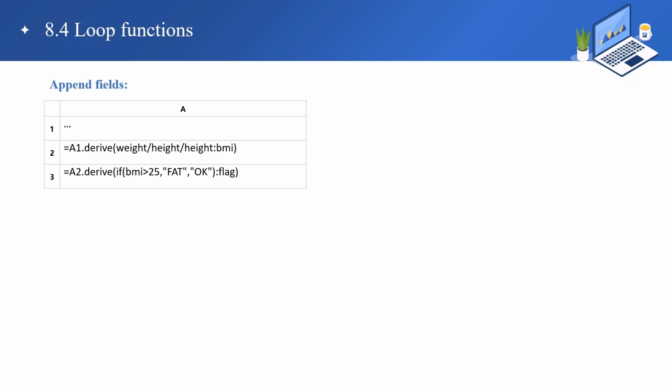Derive function can be used to append fields to generate a new table sequence. Sometimes we need to append multiple fields, and the field to be appended later needs to be calculated from the field to be appended first. For example, we need to add a BMI field, and then add a flag field for obesity according to the value of BMI. With derive function, it will be written like this.